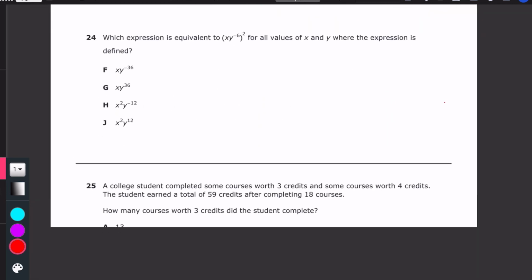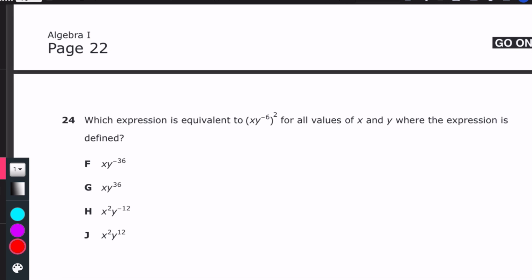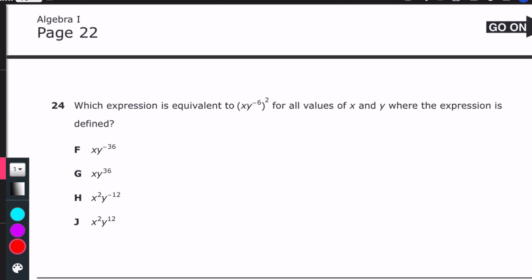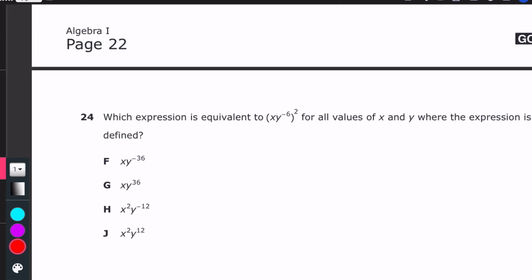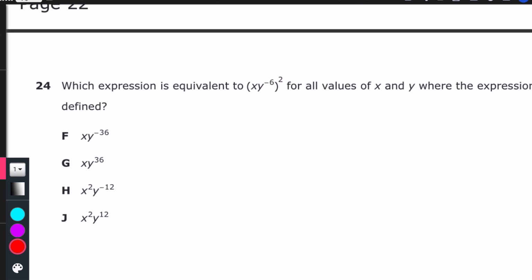Next, going into the 24th one. Which expression is equivalent to x into y to the power of minus 6, whole to the power of 2, for all values of x and y where the expression is defined? Here you can write this as x to the power of 2 into y to the power of minus 6 whole square, which is equal to x square into y to the power of minus 12. We are having this type of answer in H. Therefore H is the correct option.